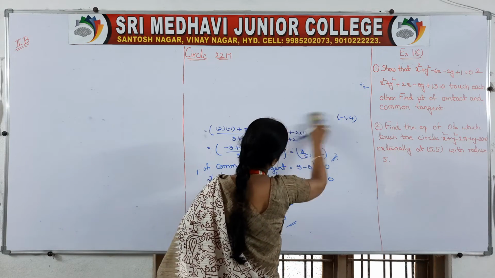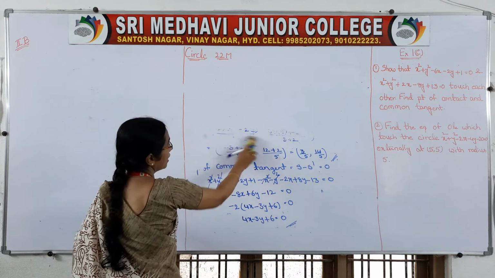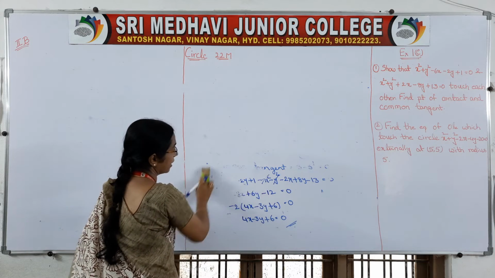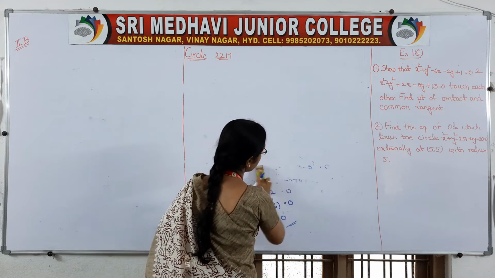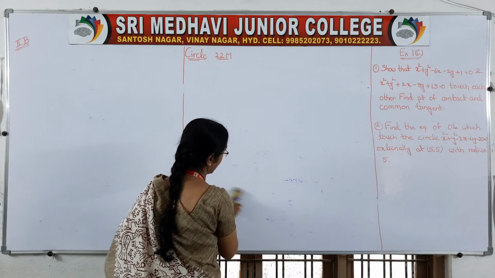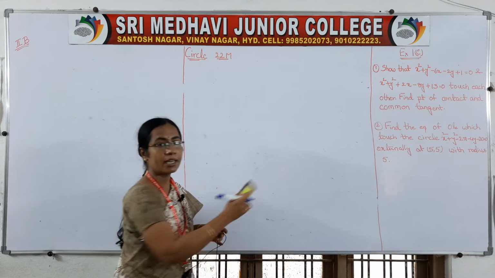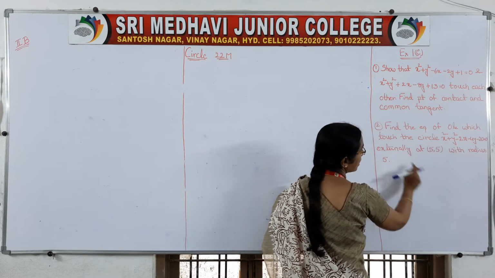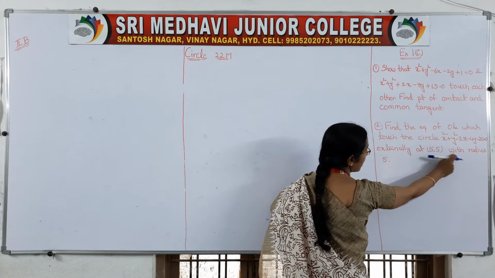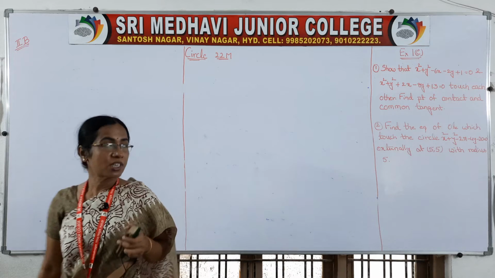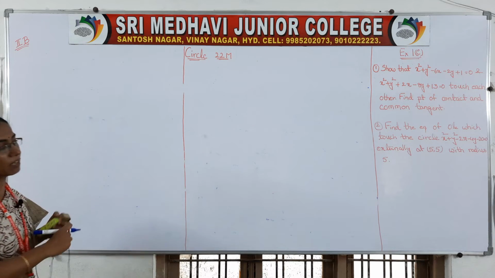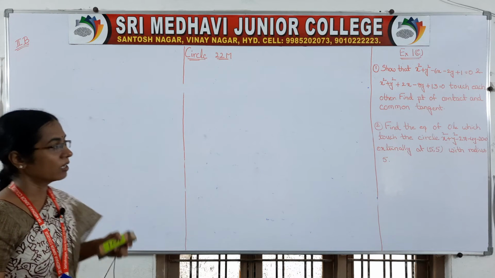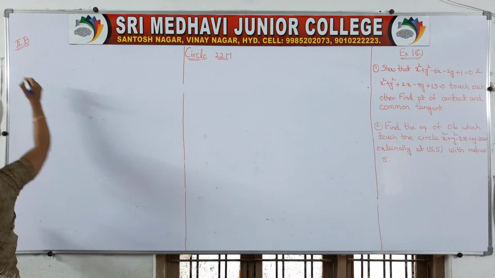We can find the circle equation if the center and radius are known; we can write that circle equation easily. So here the radius is given to us, we have to find the center. So all of you once again read the question. Find the equation of the circle which touches this circle externally at (5, 5) with radius 5. So first you take the given circle equation and find out its center and radius. Okay, so come on, we will do the second question.